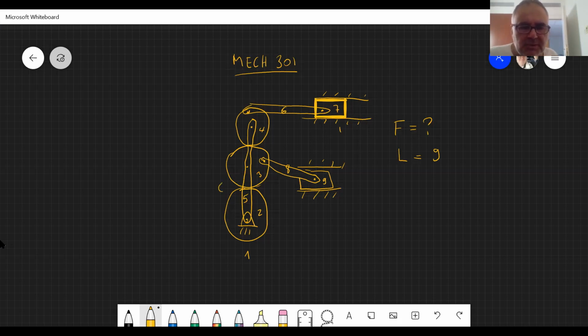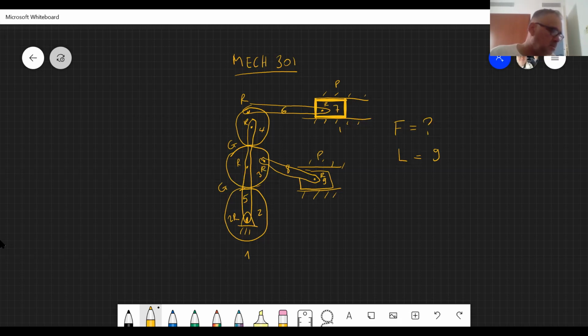Let's see the joints. There is a gear joint here. There is another gear joint here. You have revolute joints, R. This is another R. This revolute joint is a 2R because it connects 1, 2, and 5, as you see. This is R, this is R, this is a P, this is a P, this is R, this is R.